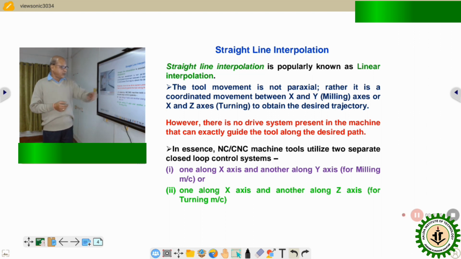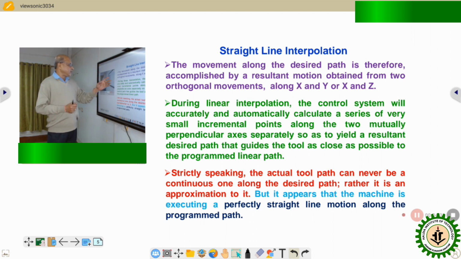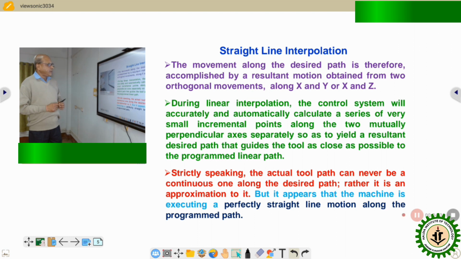In essence, a CNC machine tool utilizes two separate closed loop control systems, one along the X axis and another along the Y axis for milling, and similarly one along the X axis and another along the Z axis for a turning machine. So obviously there will be some small error present in the geometry that is obtained, but that level of error is extremely small, and the accuracy obtained is quite significantly good, which makes it amenable for mechanical applications of that particular component. So the movement along the desired path is accomplished by a resultant motion obtained from two orthogonal movements along X and Y or X and Z.